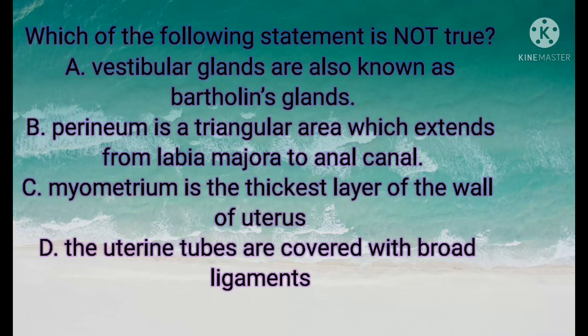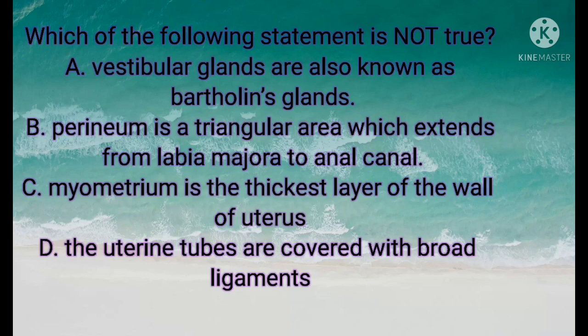Ligaments are present on the uterus and also present in the attachment of the ovary to the uterus, and because of this it is the false option, that is not true. These are freely suspended: the uterine tube, fallopian tube, also called the oviduct. And in this option the Bartholin gland is also called the vestibular gland. These are the names of the same gland.